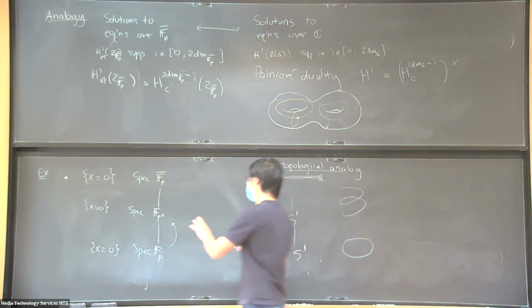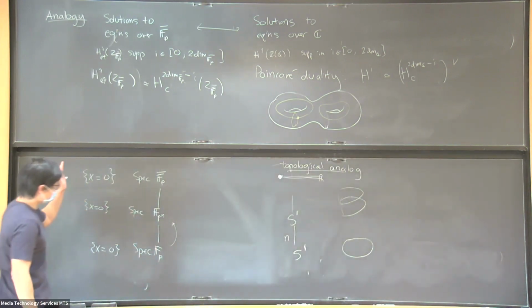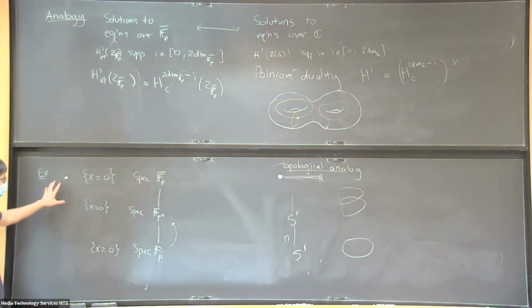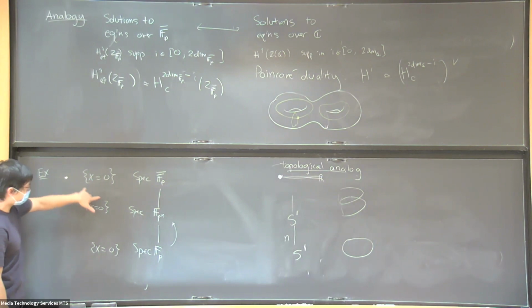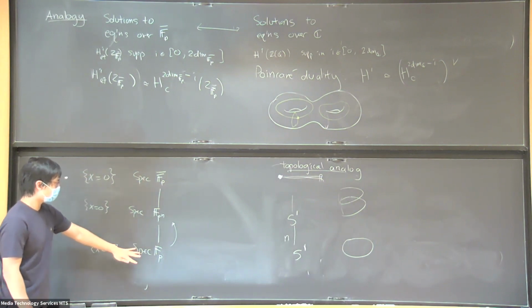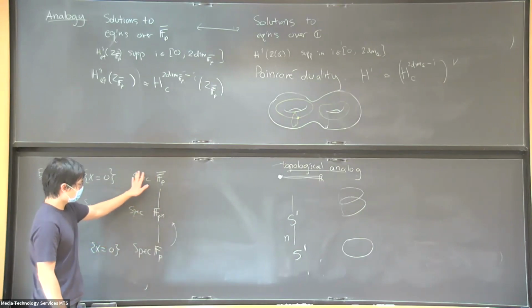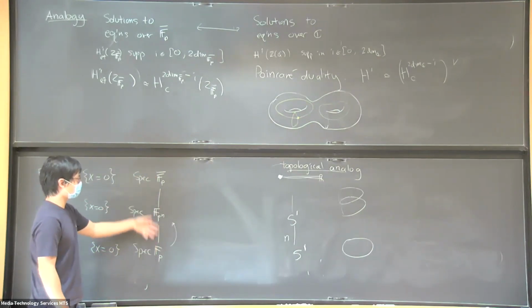Okay, so this is a kind of confusing point, but I hope it's something which needs to be emphasized going forward in the talk: when we have equations, we need to specify which field we consider them over, and they behave quite differently from a topological perspective, whether we consider them over F_p or something like F_p bar.